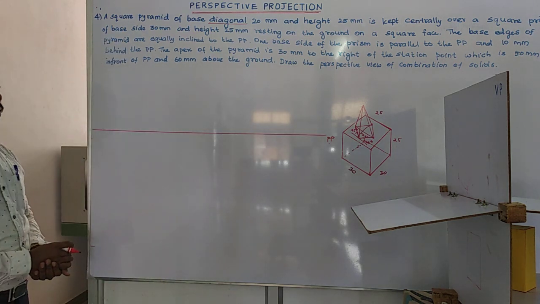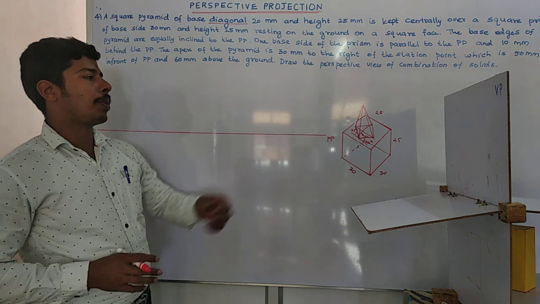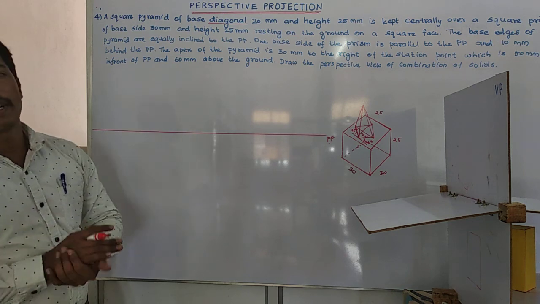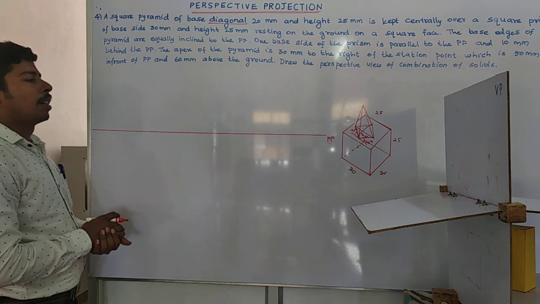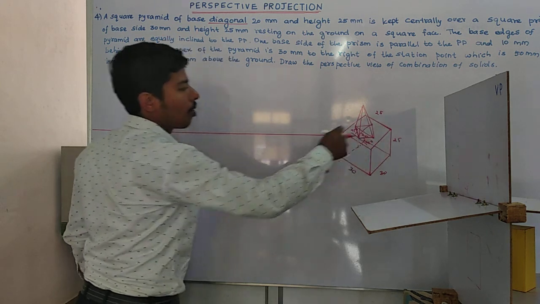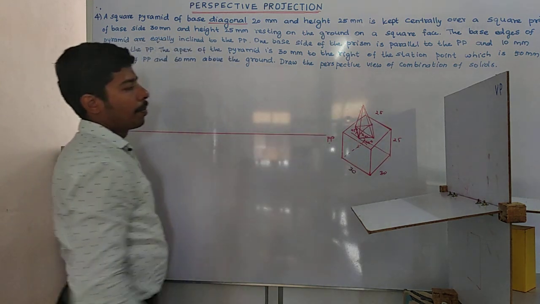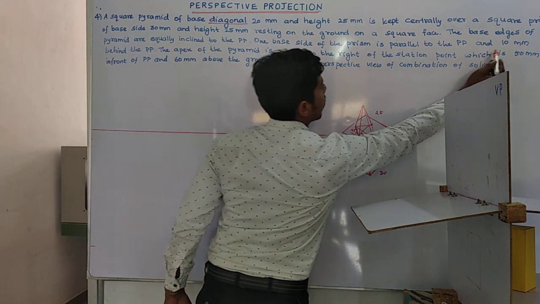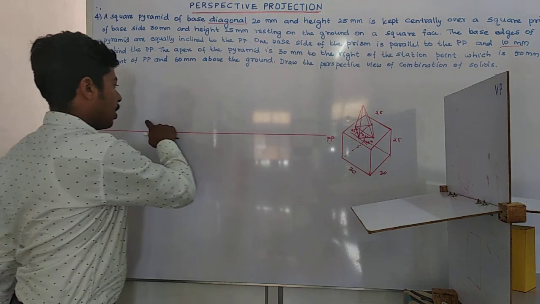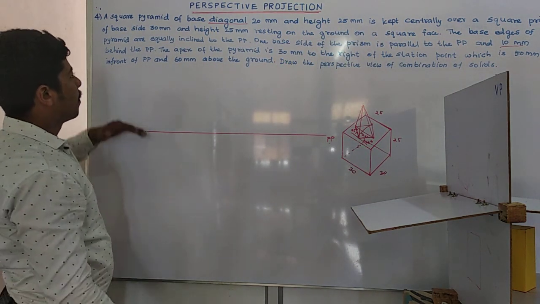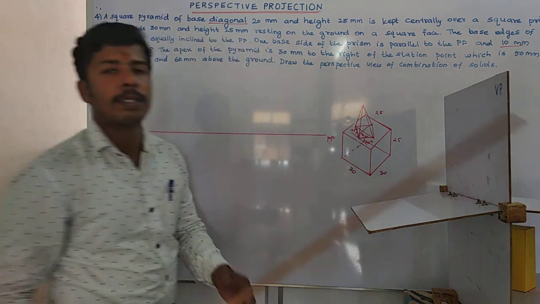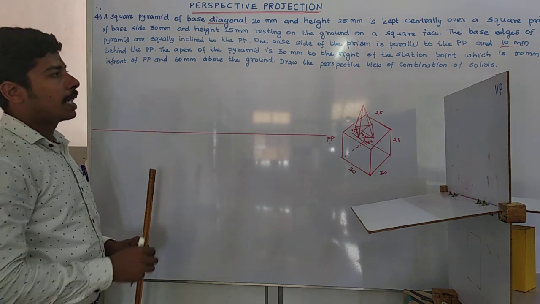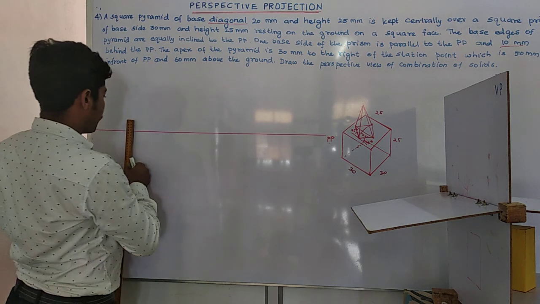So now we can draw the top view of this. With this data, we can draw the top view. The top view looks like a square and a pyramid. How many mm behind the picture plane? 10 mm. One side is parallel and 10 mm behind the picture plane. So behind means here, above, right? How many mm? 10 mm. So take 10 mm.